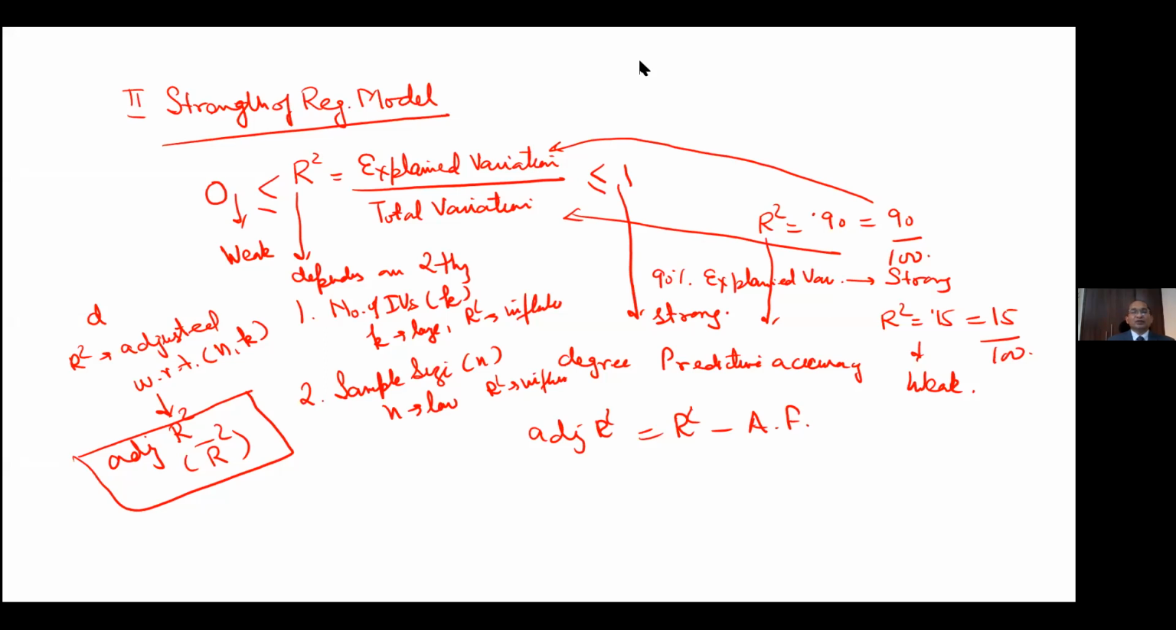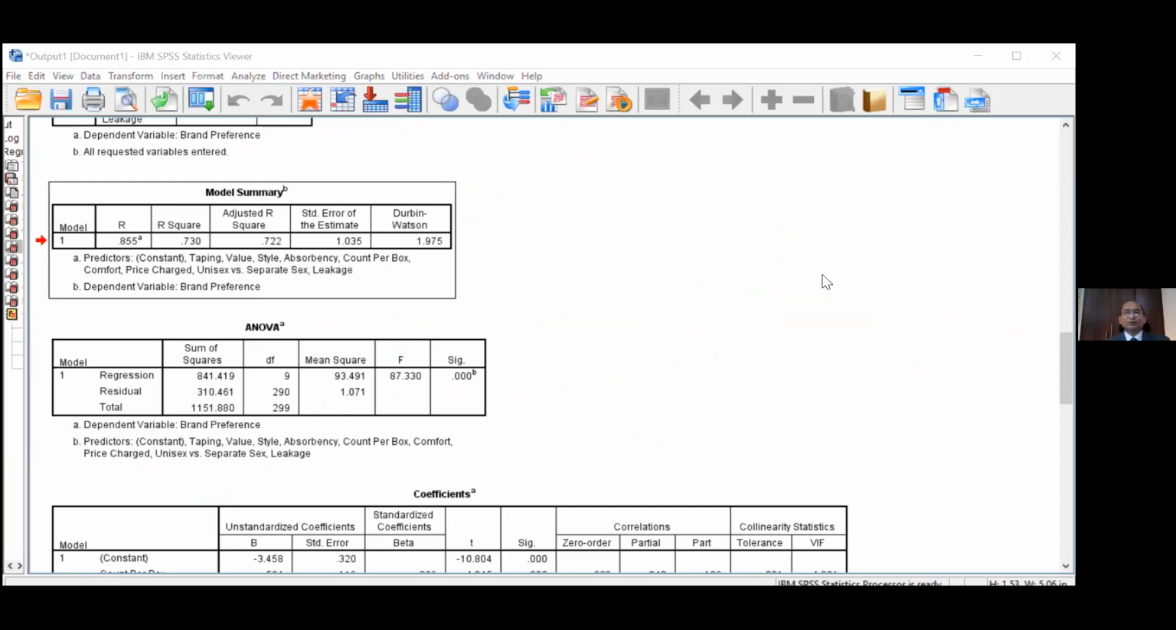So I am sharing the output. Here we have the output. As you observe, the value of R square is 0.73 and adjusted R square is 0.722. There is not much difference between R square and adjusted R square. Why is this happening? Because we have a large sample size. We have a sample size of 300 and our independent variables are just 9, so they are not so high. So there is not much difference between R square and adjusted R square. You can take either one, things remaining the same.